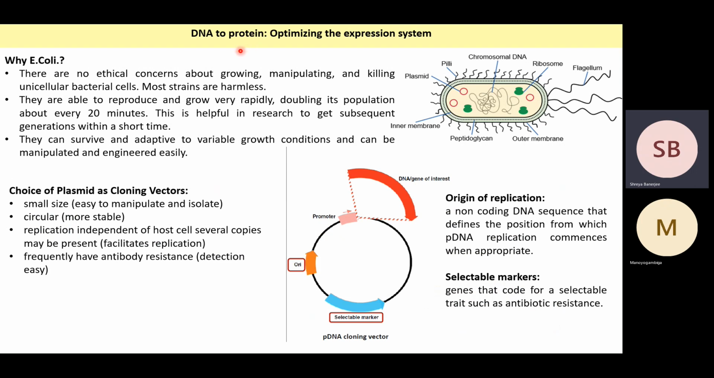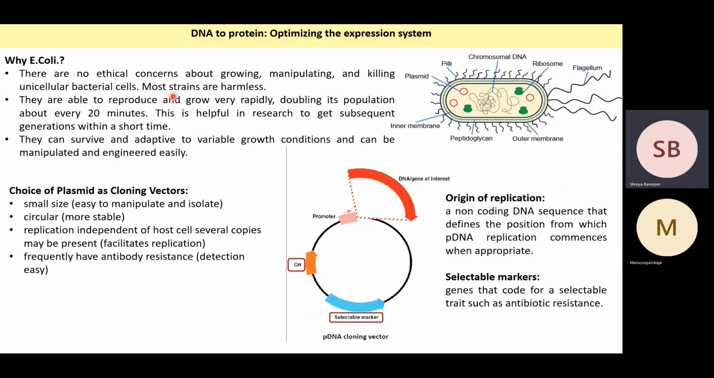Next, we will talk about DNA to protein. Basically, before crystallizing the protein, we need to express it and optimize this expression. For this, E. coli is used. So why is E. coli used and not some multicellular organism? Firstly, there is no ethical concern about growing, manipulating, and killing the unicellular bacterial cells. But if you used a multicellular organism, there are many ethical concerns.